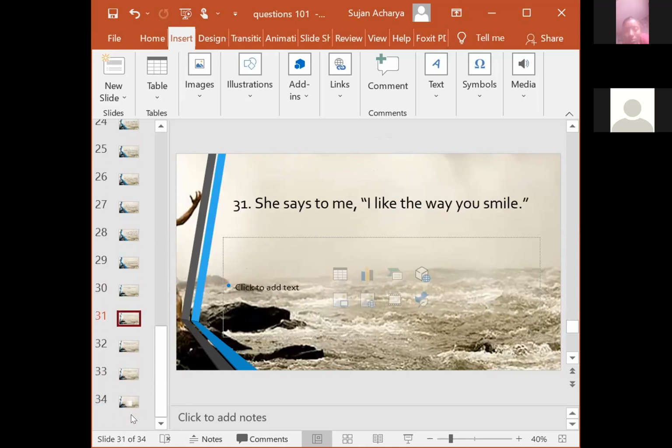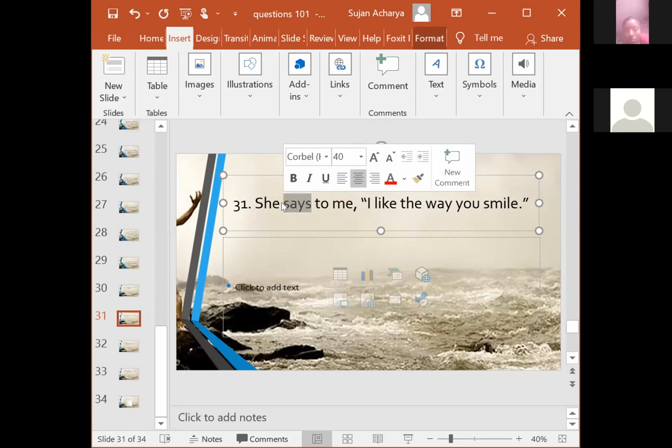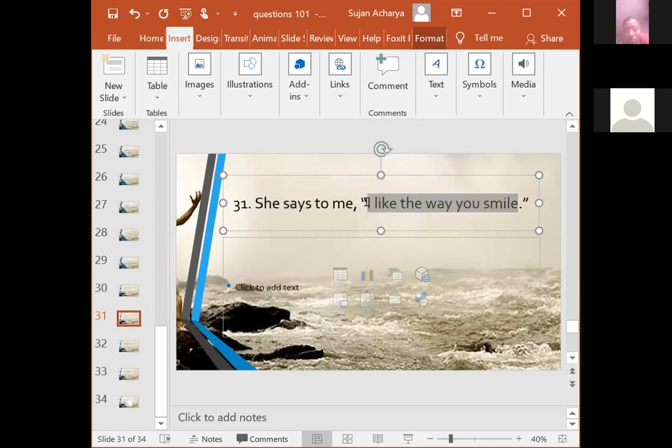31. She says to me, I like the way you smile. Now again here, says is the reporting verb, and because this reporting verb is in simple present tense, we don't change the tense of the sentence in direct speech. Yes, says is the reporting verb, and it is in present tense, so we don't have to change the tense of the sentence in direct speech. So the answer is, she says me that she likes the way I smile.